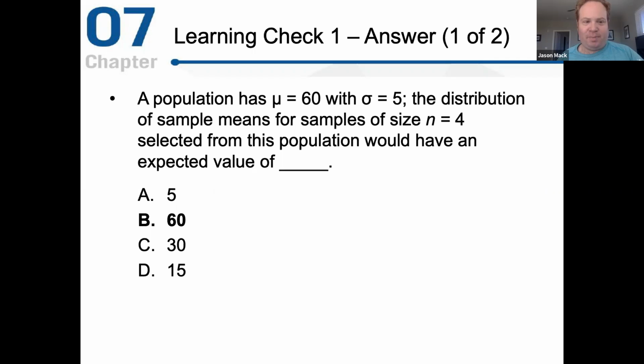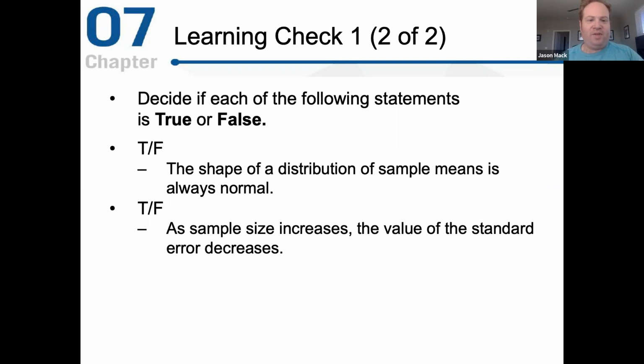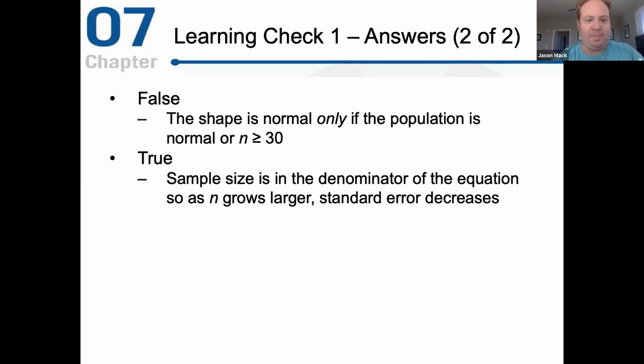So our answer is 60. A population with a mean of 60 and a standard deviation of 5, with sample size n equals 4 selected from this population, would have an expected value of 60. Decide if each of the following statements is true or false. True or false: the shape of a distribution of sample means is always normal. True or false: as sample size increases, the value of the standard error decreases. False: the shape is normal only if the population is normal or n is greater than or equal to 30. True: sample size is the denominator of the equation, so as n grows larger, standard error decreases.